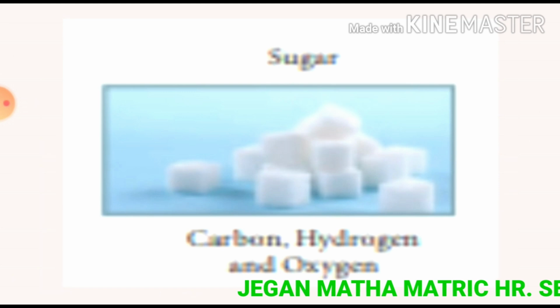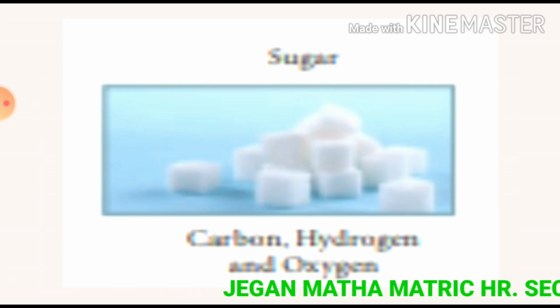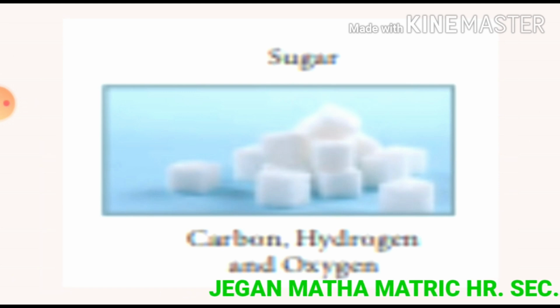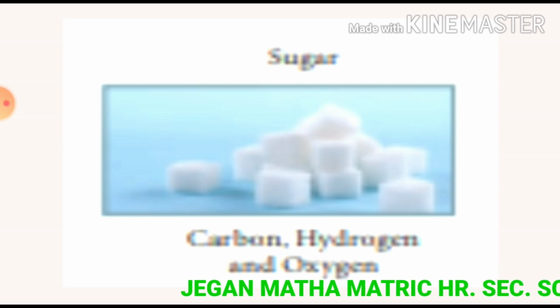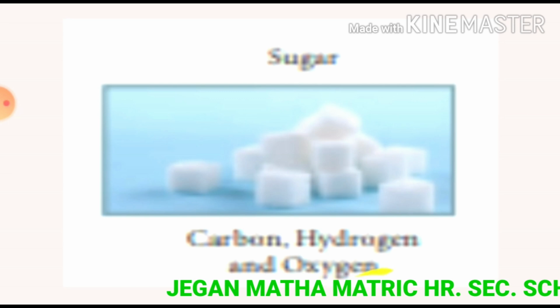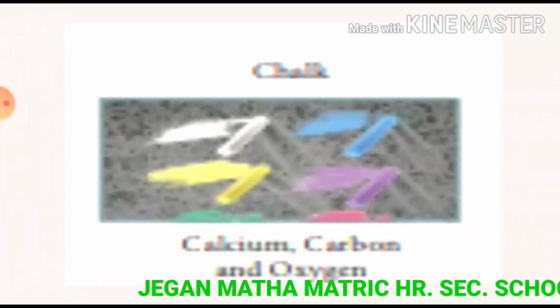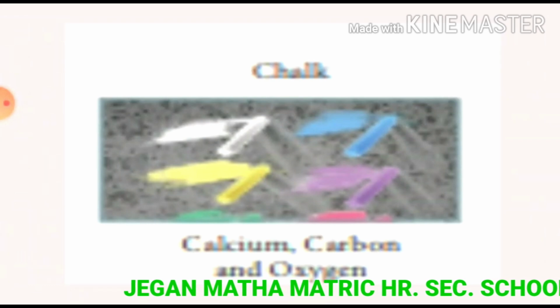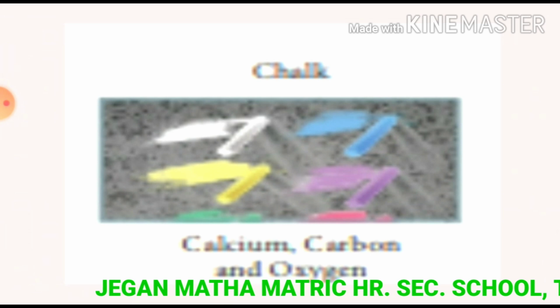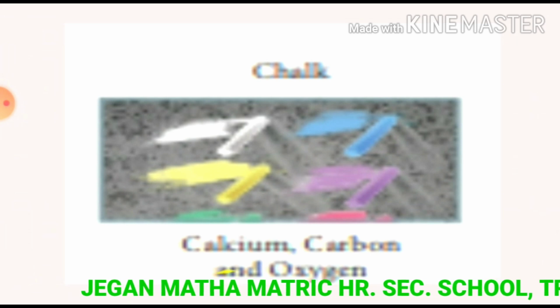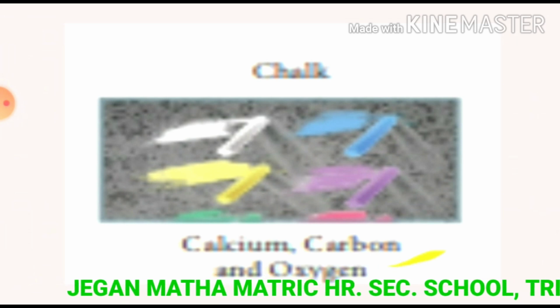Sugar. The chemical name of sugar is sucrose. In sucrose, carbon, hydrogen and oxygen are present. Chalk. The chemical name of chalk is calcium carbonate. Calcium carbonate consists of calcium, carbon and oxygen.